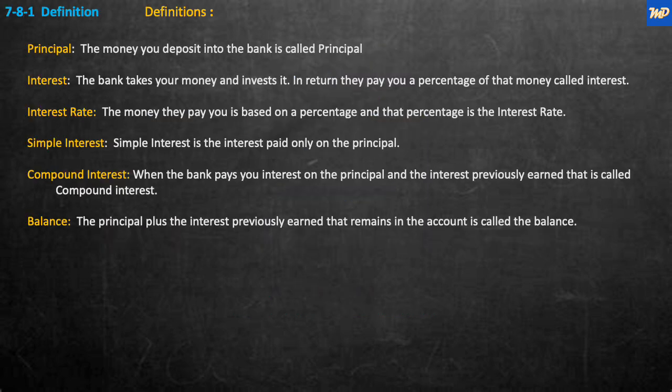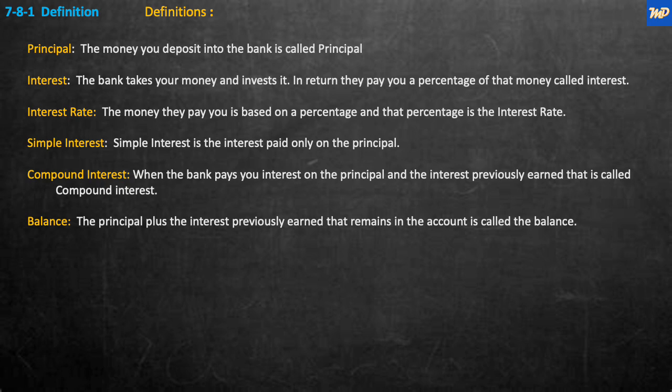Before we get started, there are a few definitions I'd like to introduce you to. First, principal. The money that you deposit into the bank is called principal. Interest. The bank takes your money and invests it. In return, they pay you a percentage of that money called interest. Interest rate. The money they pay you is based on a percentage, and that percentage is the interest rate.